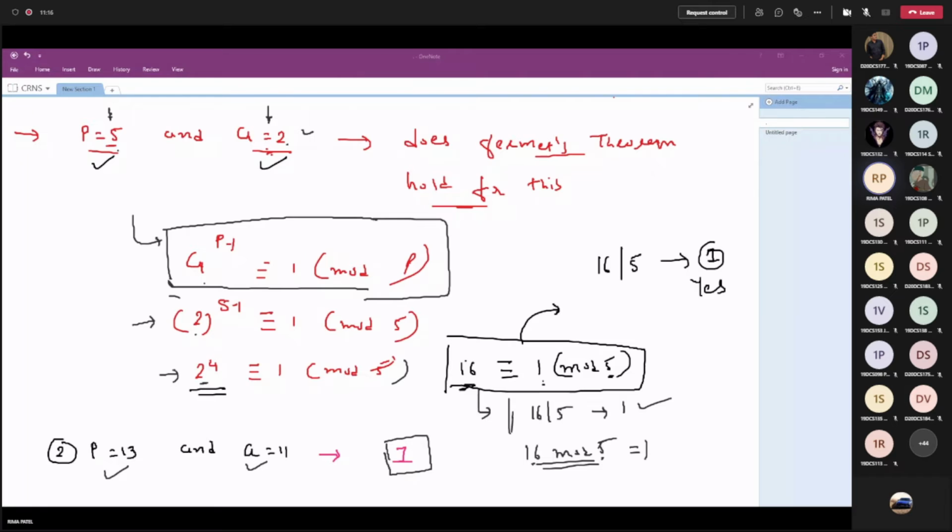Now check for the value p equal to 6 and a equal to 2. P is not a prime number, right? And if we divide 6 by 2, whenever you put the values, you are not going to get remainder 1, right? So Fermat's theorem does not hold for this. Okay.